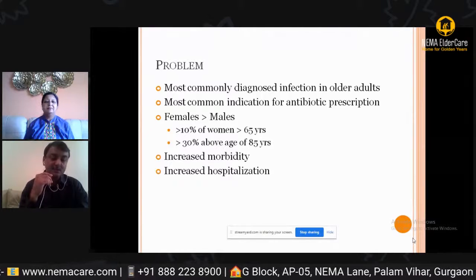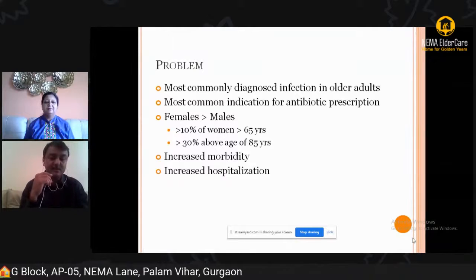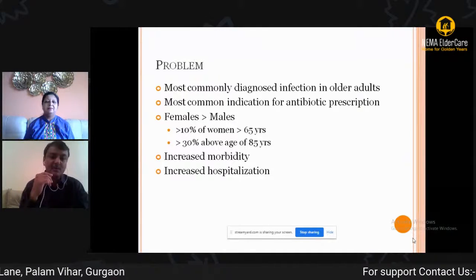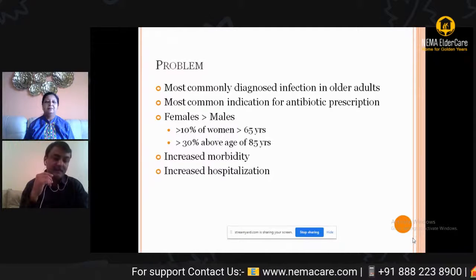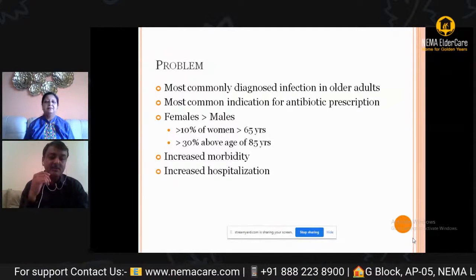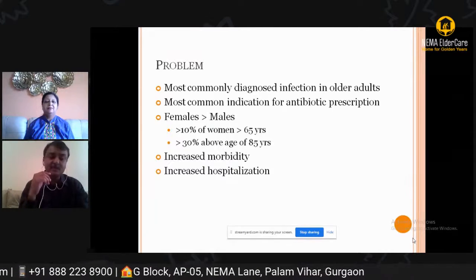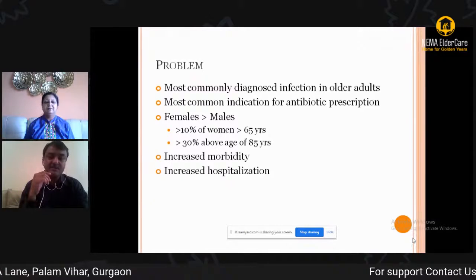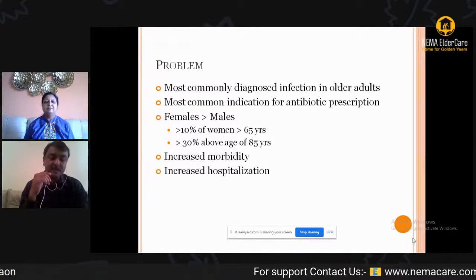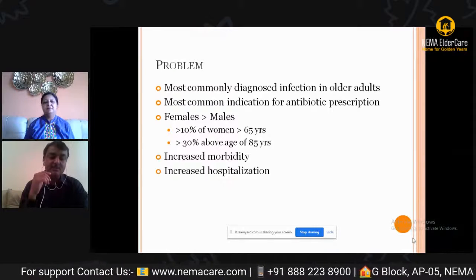The incidence, if you look at it, is more in the females as compared to the males, and this is across all age groups, from younger to the elderly. In the elderly, there is data which shows that more than 10% of the women greater than 65 years of age have reported a urinary tract infection at least once in the last 12 months, and this number goes up to more than 30% above the age of 85 years.